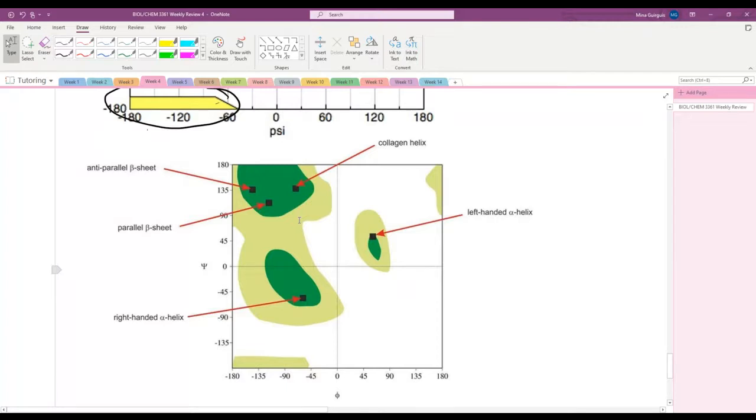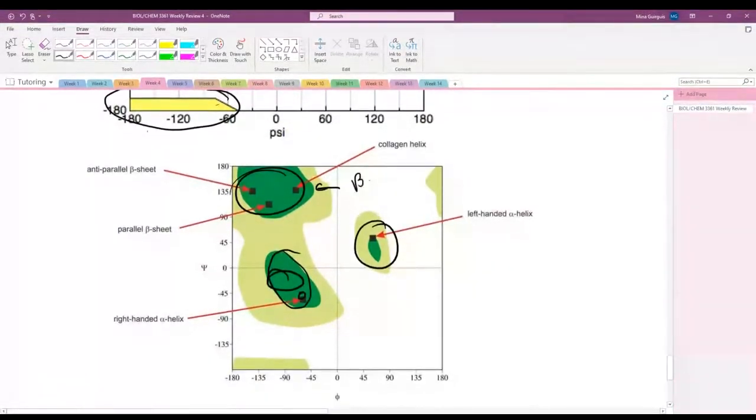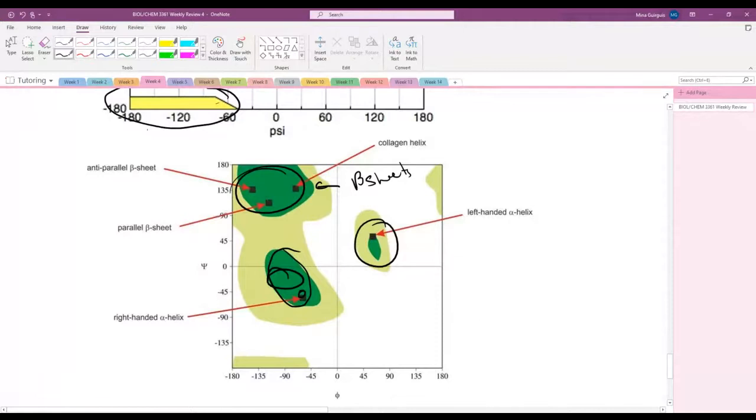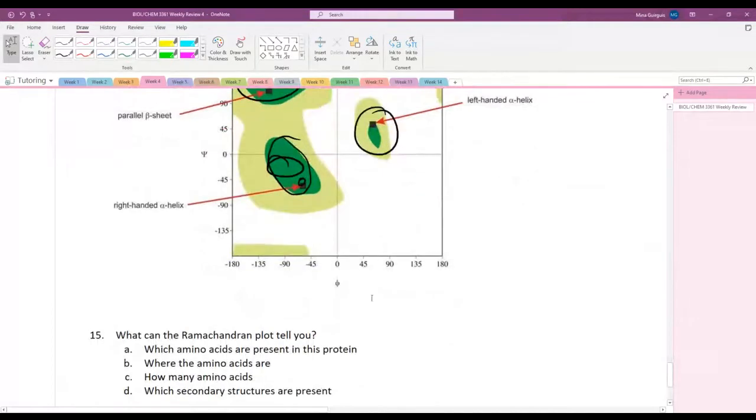And so it is fair game on an exam for your professor to show this Ramachandran plot and to ask, what secondary structure do I have here? And obviously it's not here, but it's still a right-handed helix because we consider this entire region the right-handed helices. What secondary structure do we have here or here? And if you were to pick this one, it would be beta sheet in general, not necessarily parallel or anti-parallel. It's too hard to tell the difference in this class, okay? All right, so what the Ramachandran plot can tell you is which secondary structures are present. Okay, I hope that makes sense.